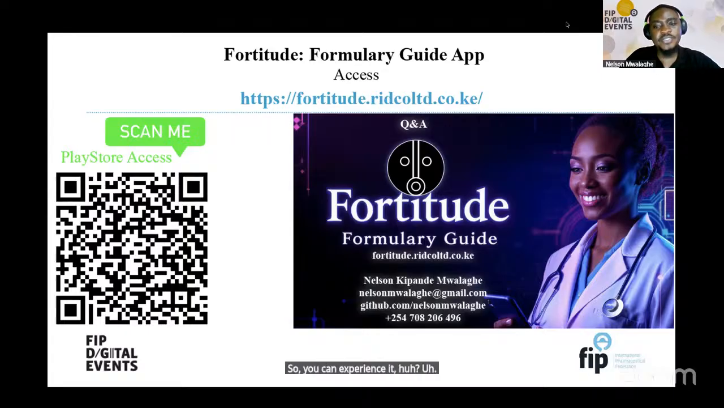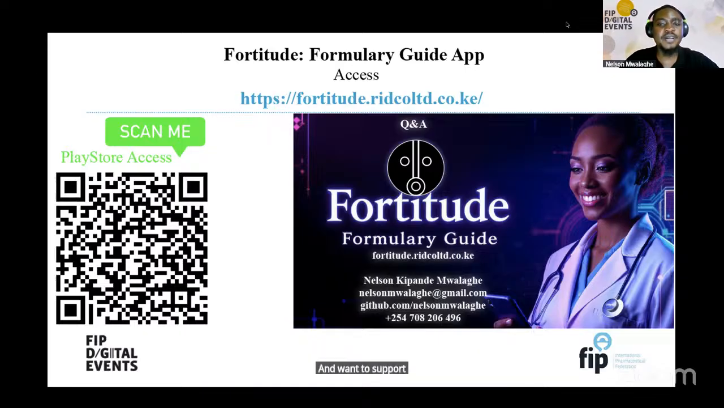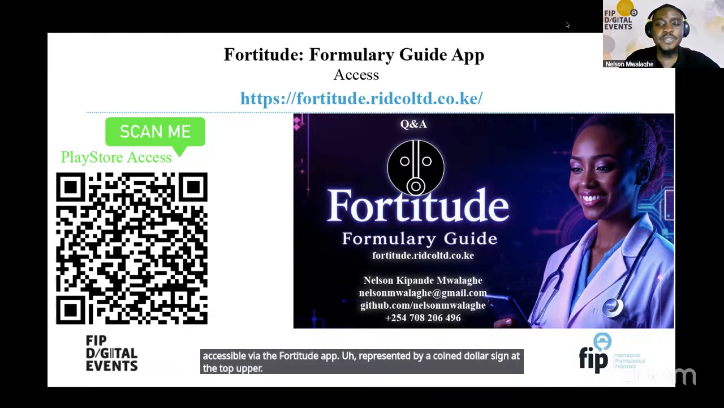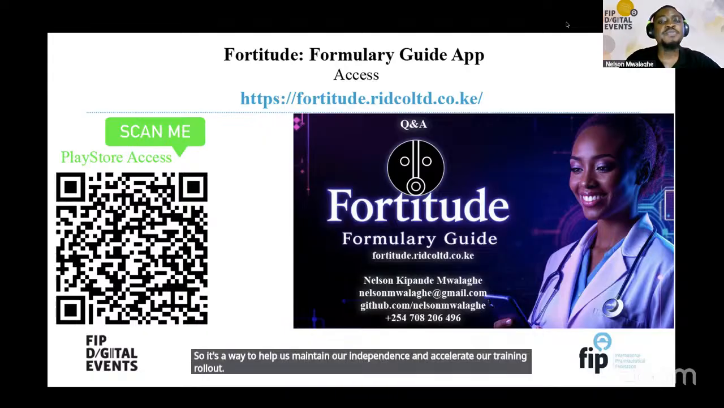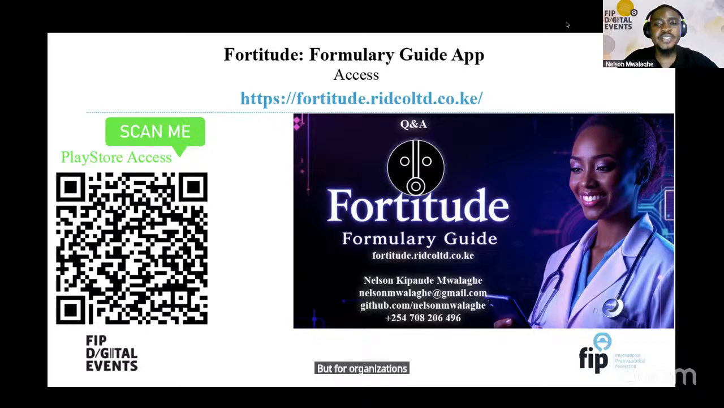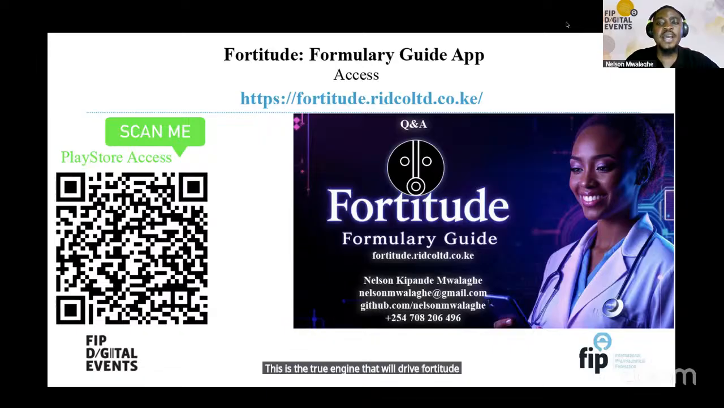For individuals in this audience who are inspired by this mission and want to support our work directly, we have our support our mission page accessible via the Fortitude app, represented by a coin and dollar sign at the top. It's a way to help us maintain our independence and accelerate our training rollouts. But for organizations, NGOs, and potential partners here today, our most critical ask is that you consider the partnership models we have outlined. This is the true engine that will drive Fortitude to a national and international scale. Thank you for your time.